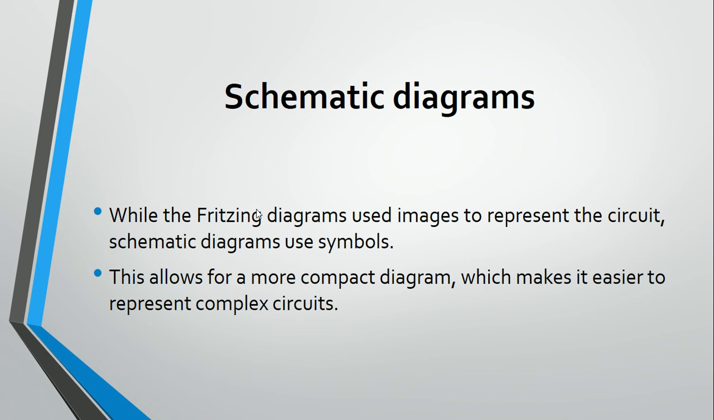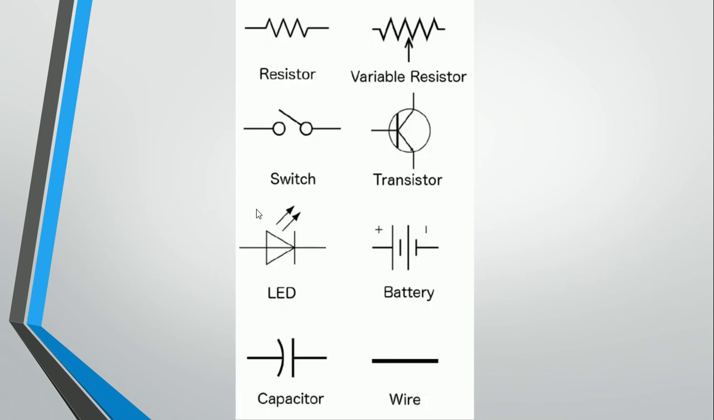While Fritzing diagrams use images to represent the circuit, schematic diagrams use symbols. This allows for a more compact diagram, which makes it easier to represent complex circuits. So we have the following symbols for the schematic diagram: the resistor, variable resistor, switch, transistor, LED, battery, capacitor, and wire.